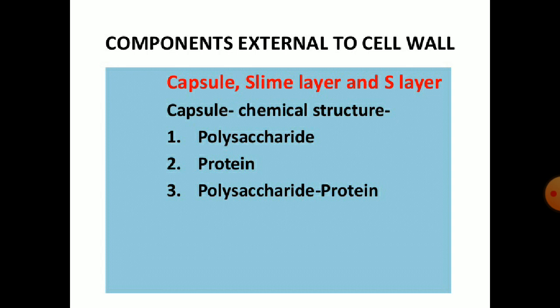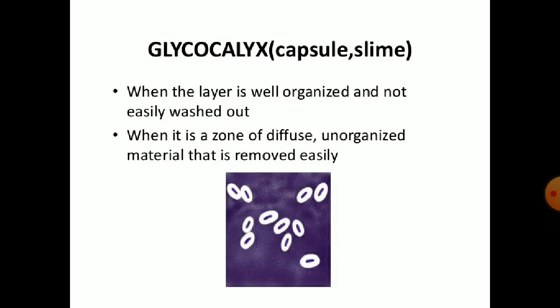Components external to the cell wall. First are the capsule, slime layer and the S layer. The chemical structure of the capsule is polysaccharide, or protein. Glycocalyx: capsule, when the layer is well organized and not easily washed out; slime, when it is a zone of diffuse, unorganized material that is removed easily.